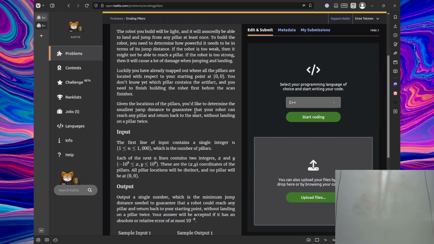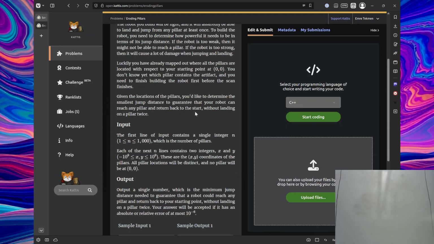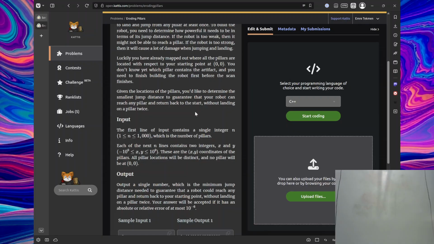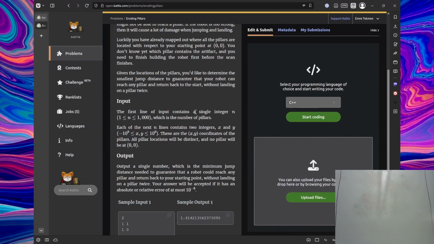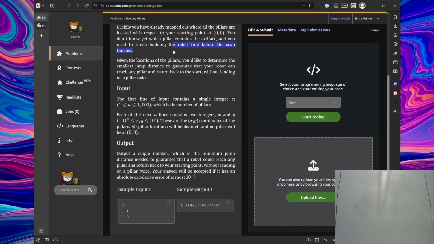The robot you build will be light, and it will assuredly be able to land and jump from any pillar at least once. To build the robot, you need to determine how powerful it needs to be in terms of its jump distance. If the robot is too weak, then it might not be able to reach a pillar, and if the robot is too strong, then it will cause a lot of damage when jumping and landing. Luckily, you've already mapped out where all the pillars are located with respect to your starting point at 0, 0. You don't know yet which pillar contains the artifact, and you need to finish building the robot before the first scan finishes. Given the locations of the pillars, you'd like to determine the smallest jump distance to guarantee that your robot can reach any pillar and return back to the start without landing on a pillar twice.